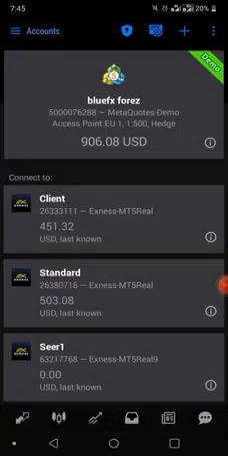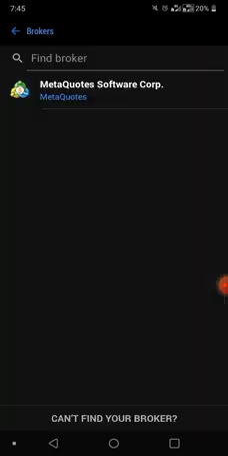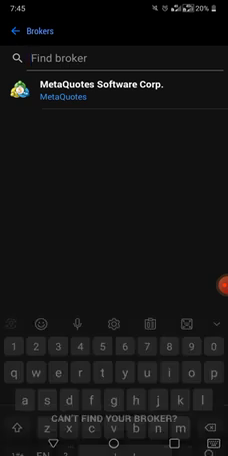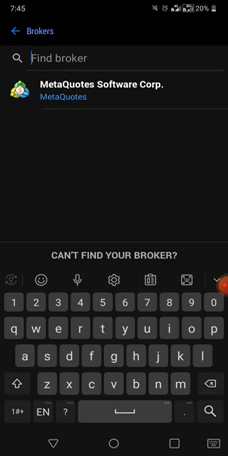When you take manage accounts, there is a plus on the screen. This is to add a new account. If I take this plus, I'm trying to add a new account. If it's a demo account under this very MetaTrader, I can just take MetaQuotes software. But if it's not, I will have to go to find broker, and I will enter my broker's name.